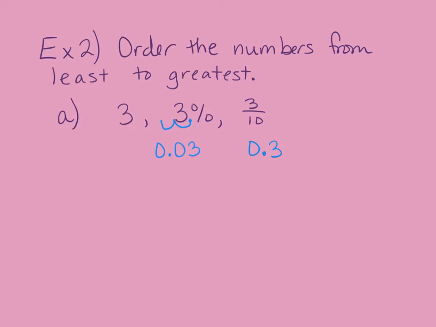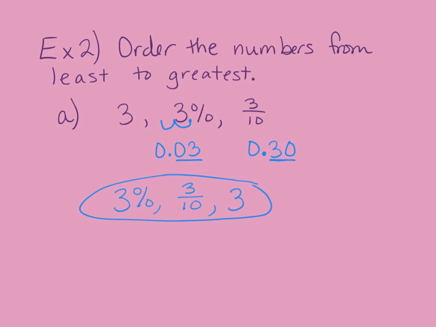So I could compare these. The smallest number, 0.03, was 3%, so I'll write my original number first. 3% was the smallest, then 0.3, as in 0.30, 3/10. So my original number was 3/10, and then the largest of these was the number 3. So these are in order from least to greatest.